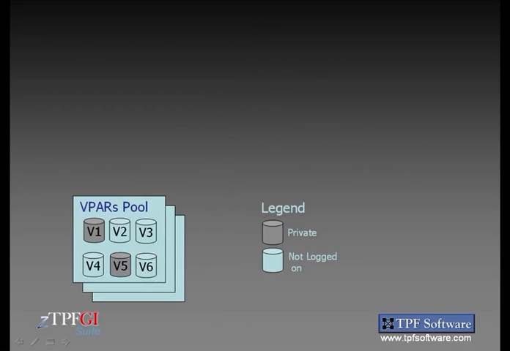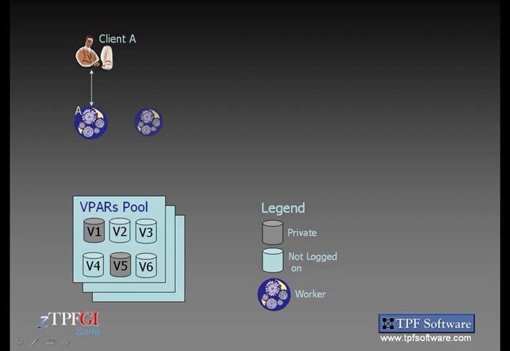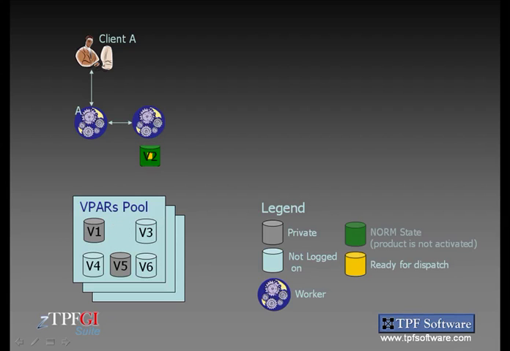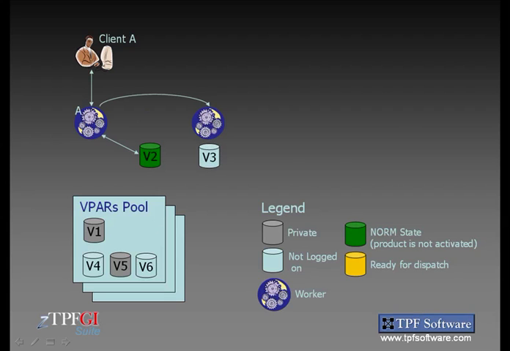When a programmer, client A, requests an on-demand VPARS from a pool, the zTPFGI worker machine starts another worker, which finds the next available VPARS in the pool, brings it up, and gives it to client A. Client A's worker then starts another worker, which finds the next available VPARS in the pool and brings it up to a user-definable ready state, and disconnects.